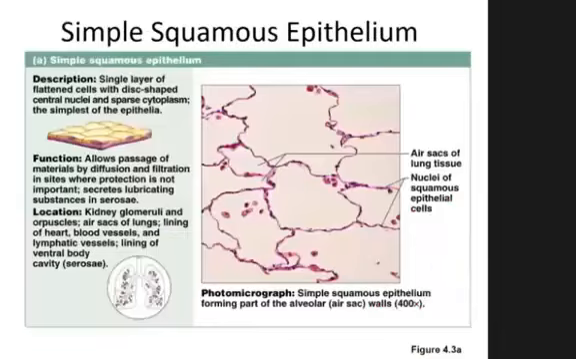First one is going to be simple squamous epithelium. So that is a flattened, one-layered cell. Flattened, made out of squamous epithelium, one layer. And this is usually seen at the alveoli of the lung. Alveoli is the smallest sac located in the lung.